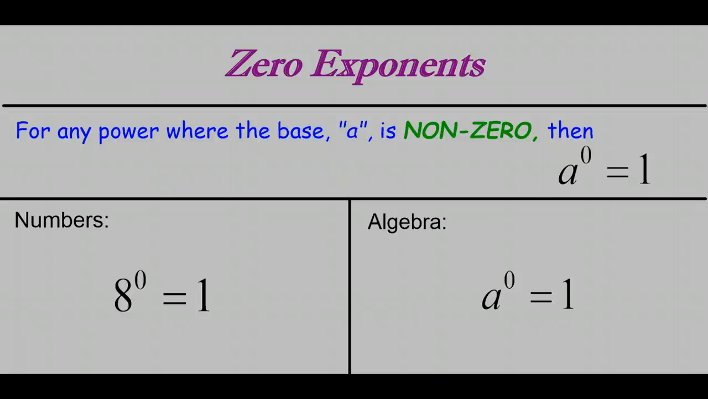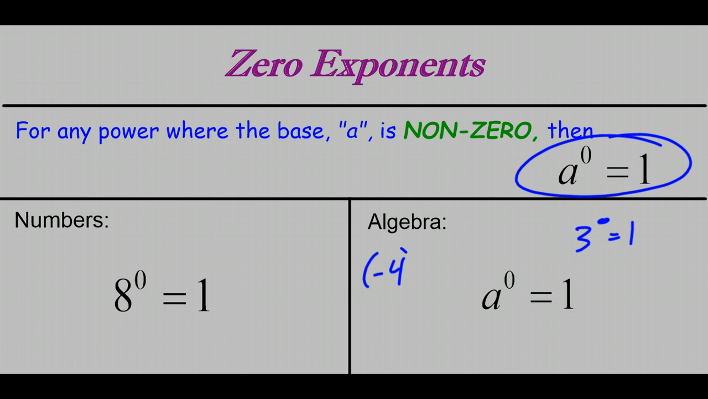So again, a can't be 0, because looking back to the quotient of powers property, we can't divide by 0. But as long as our base isn't 0, anything raised to the 0 power is 1. 3 to the 0 is 1. Negative 4 to the 0 is 1. 1/2 to the 0 is 1. Anything to the 0 is 1.